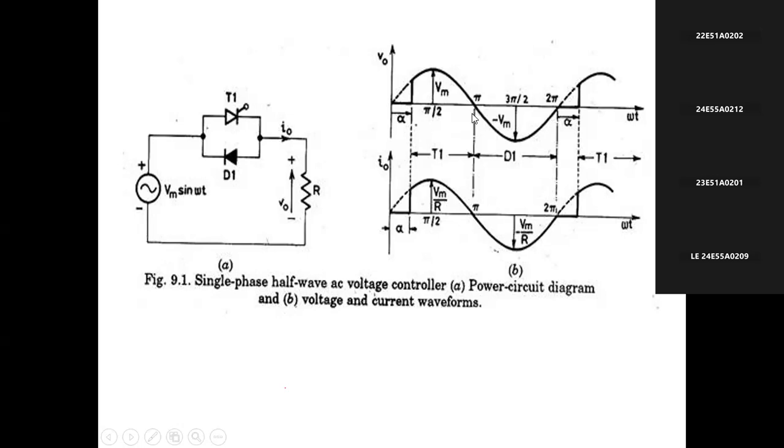So there is controlling in the positive cycle, but there is no controlling in the negative cycle because the diode is not having a firing angle. The diode is an uncontrolled element. The thyristor is the controlled element. So we are getting the output voltage like this in the half wave AC.